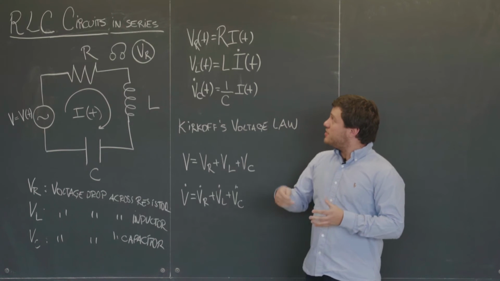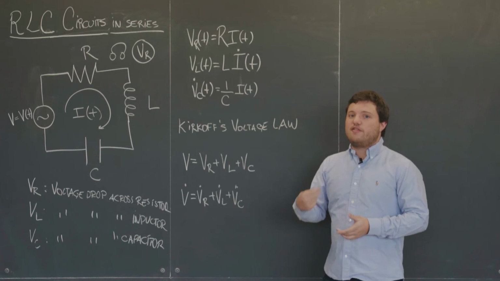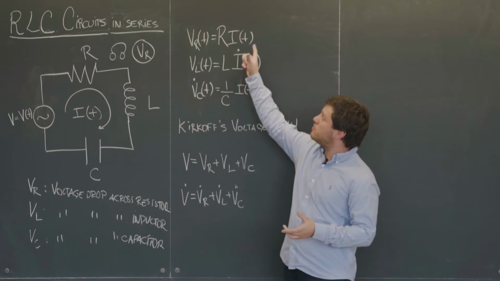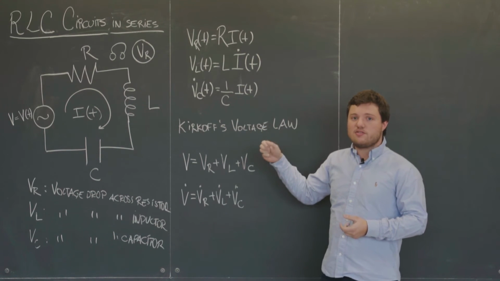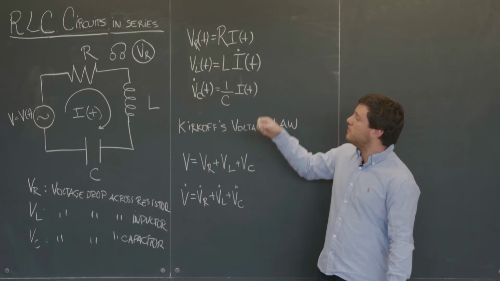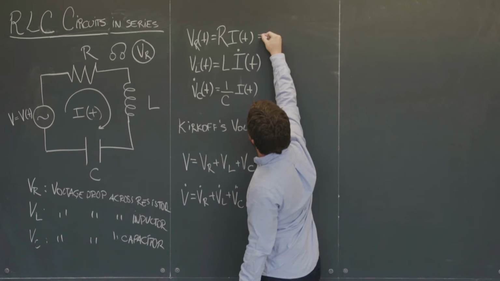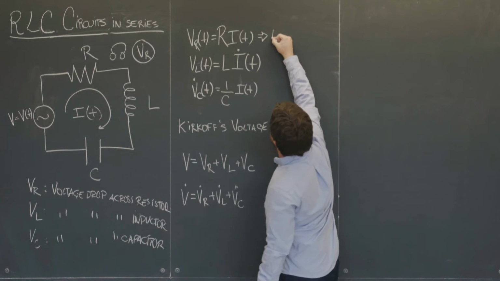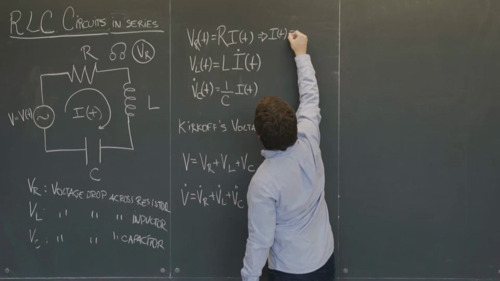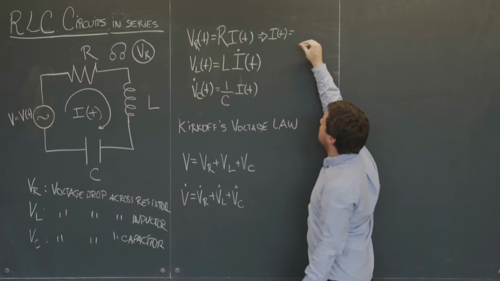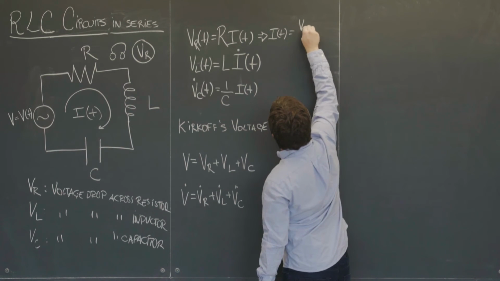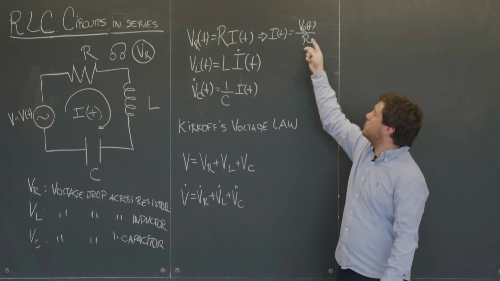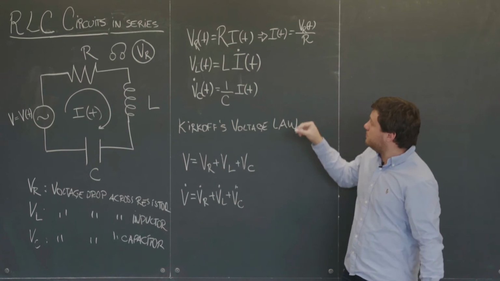The next step is to rewrite things in terms of our variable of interest, in terms of our system response. So we want to rewrite these associated laws in terms of VR. So in the first equation, I want to rewrite I, the current, I of t, as a function of VR. So I'll divide both sides by R, and I get that the current is equal to VR over R.